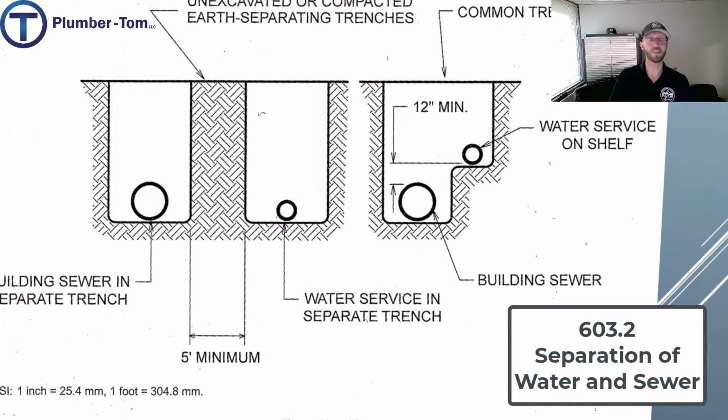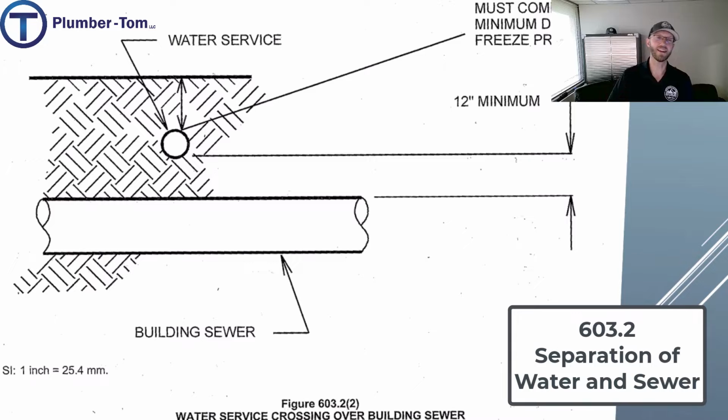But if they're not, here's the rule. You would need to separate them by 5 feet of horizontal distance, so separate trenches. Or if they're in the same trench, the water service would have to be 12 inches above the building sewer. That also applies if the water service is passing perpendicular across the top of the building sewer. You would need to have a 12-inch minimum over the top of that.